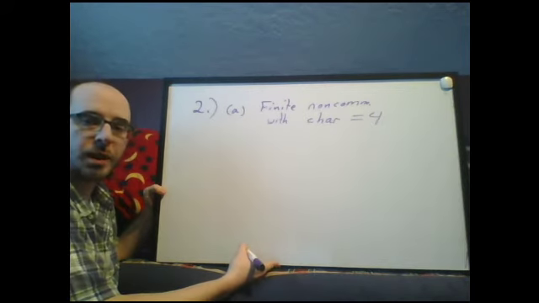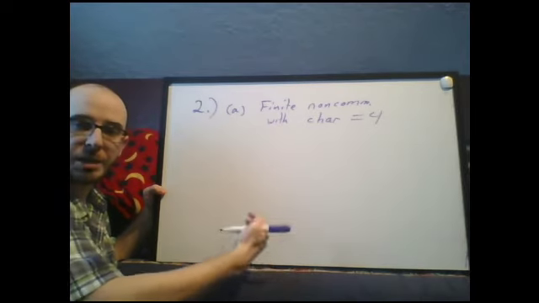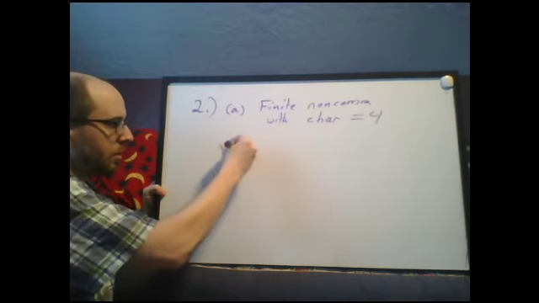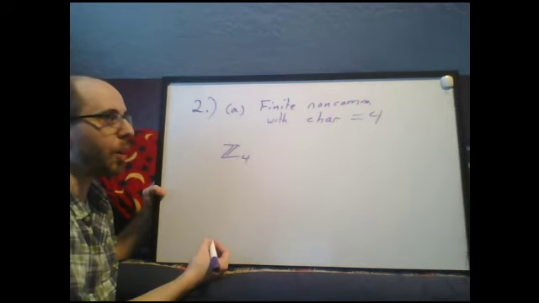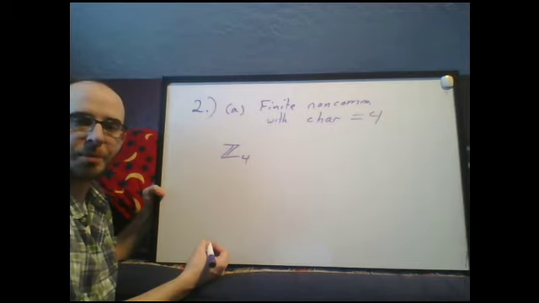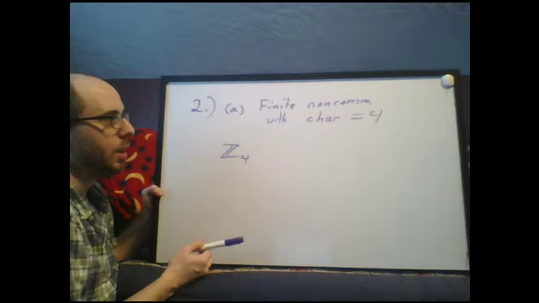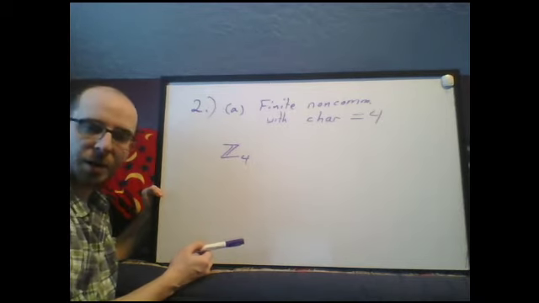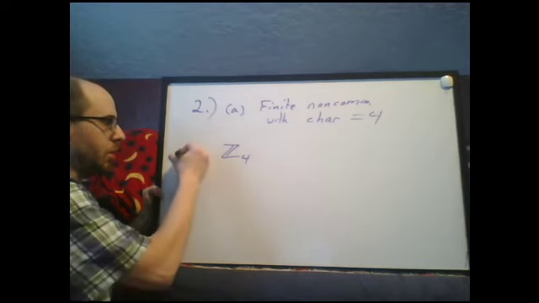Okay, so if we want the characteristic of our ring to be 4, our basic ring with characteristic 4 is Z4. That has characteristic 4. However, that's commutative. Multiplication in Z4 is commutative. So my standard way to make a non-commutative ring is to take matrices.